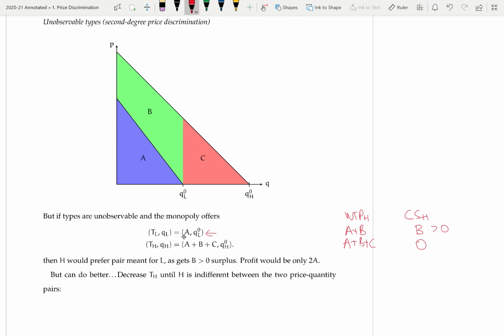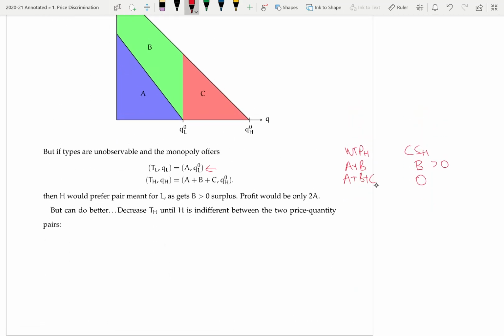Now, let's look at this one first. Can we change the price in this price quantity pair or should we change it? Well, we can't increase this price because then consumer L would not buy this option. And we don't want to reduce it because then it just makes it more attractive for consumer H and gives consumer L more consumer surplus. So we have to look at this price, the price in the second price quantity pair. And what we want to do is lower it so that buyer H prefers this option. So we need to lower it enough so that their consumer surplus from this option is more than or equal to the other option. So we need to satisfy what is called an incentive compatibility constraint.